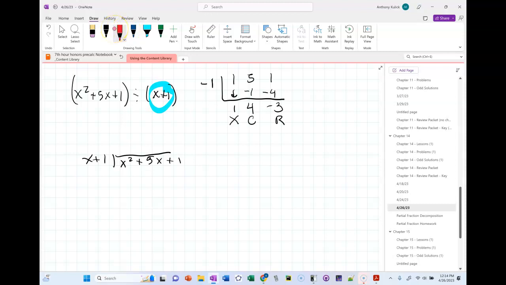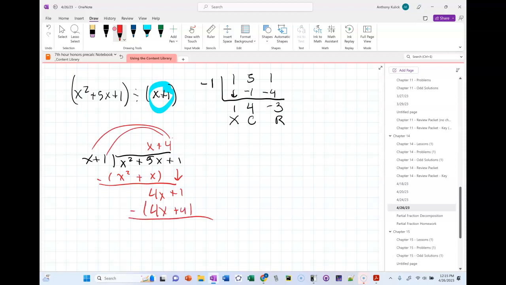So I'm going to start by just saying, okay, what times x gives me x squared? Well, that's x. So if I distribute that to both parts, and then I subtract down, x squared minus x squared is 0, 5x minus x is 4x, and bring the next piece down. And I say, okay, what times x gives me 4x? Well, that's 4. I multiply that to both pieces, and then subtract down. 4x minus 4x is 0. 1 minus 4 is negative 3. That's my remainder. Got the same thing. Cool?